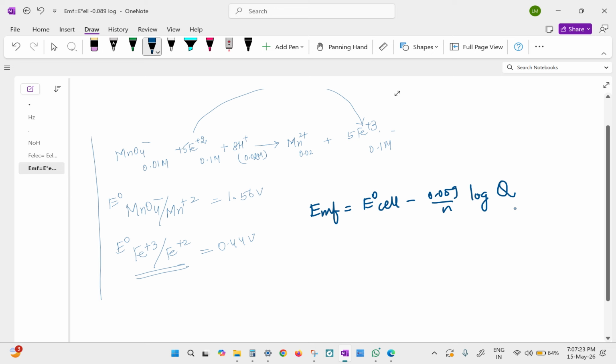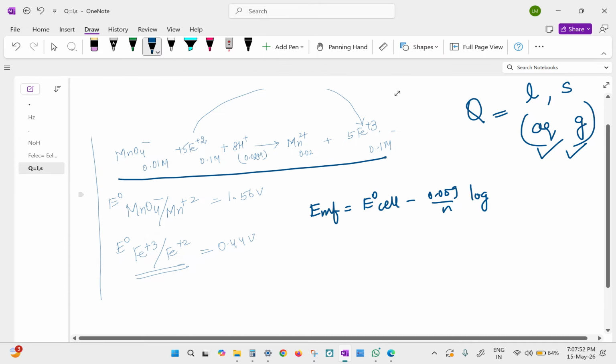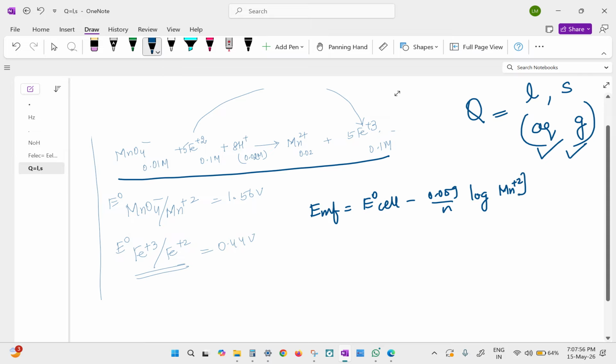Now see, was this not Q, the reaction quotient? And this is an equilibrium concept only, no? So anything which is liquid, anything which is solid, ignore. Anything which is aqueous, anything which is gaseous, you will take. So you will take the H plus. Got it? Now you have written the balanced equation. So that means product concentration by reactant concentration: Mn2 plus concentration to the power 1, Fe3 plus concentration to the power 5, by MnO4 minus concentration to the power 1, Fe2 plus concentration to the power 5 and H plus concentration to the power 8.